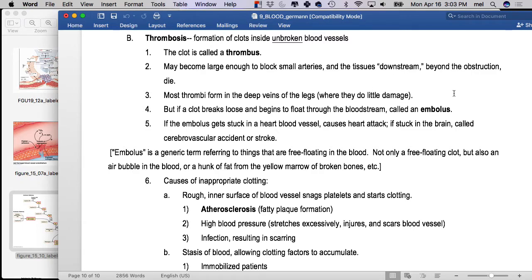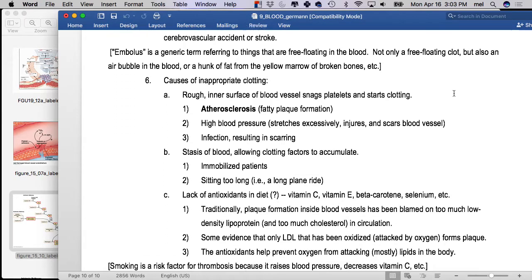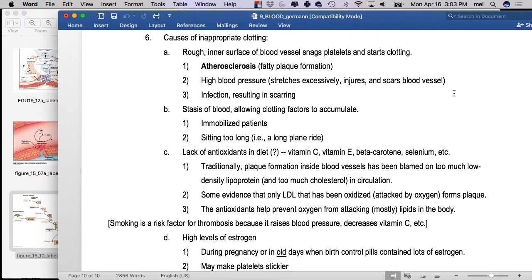Okay, so if the embolus gets stuck in a heart blood vessel, it's a heart attack; brain, stroke, or cerebrovascular accident; and lungs, pulmonary embolism. So what are the causes of inappropriate clotting? Many, many of these are preventable. Anything that makes the inner surface of your blood vessels rough or narrow. Of course, you don't want to be an IV drug user if you could generally avoid that, right? Because that infection is going to cause scarring, which is going to make catching a platelet far more likely. Does that make sense?